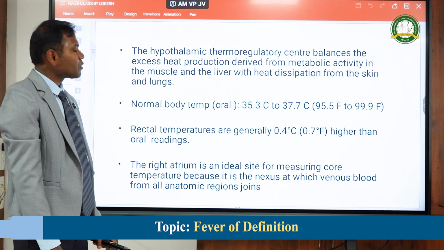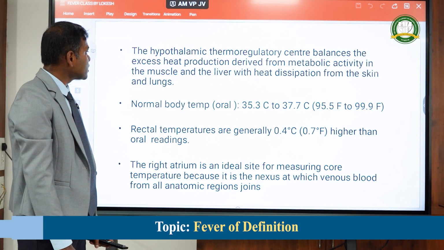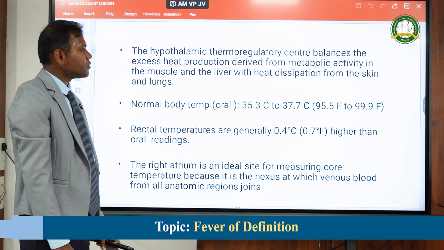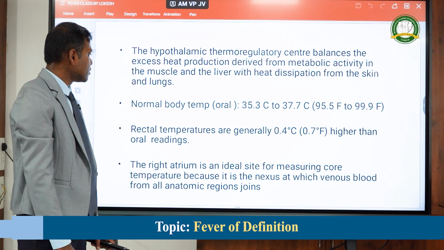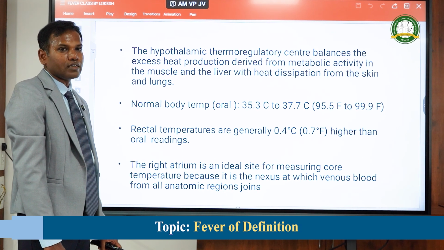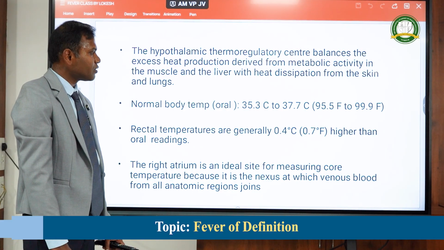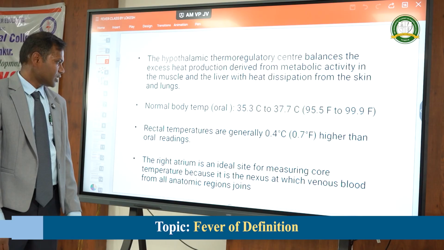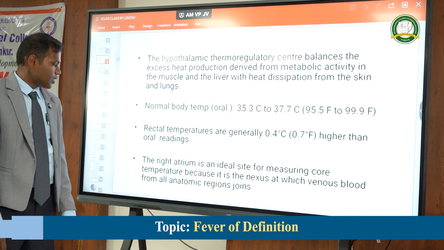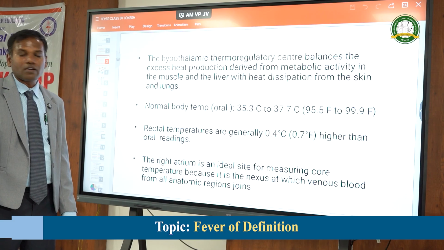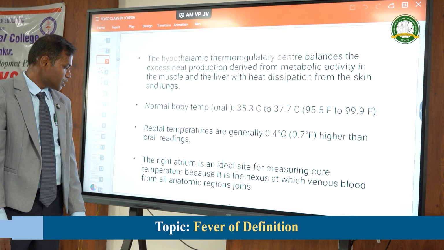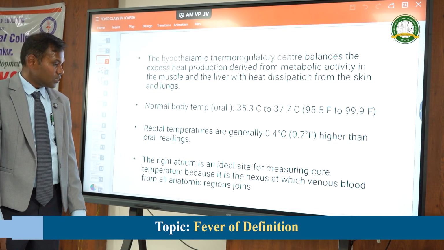The hypothalamic thermoregulatory center balances the excess heat production derived from metabolic activity in the muscle and the liver with heat dissipation from the skin and lungs. Normal body temperature is 35.3 to 37.7 degrees centigrade, or 95.5 to 99.9 degrees Fahrenheit. Rectal temperatures are generally 0.4 degrees higher than the oral readings. The right atrium is an ideal site for measuring core body temperature because it is the nexus at which venous blood from all anatomic regions joins.